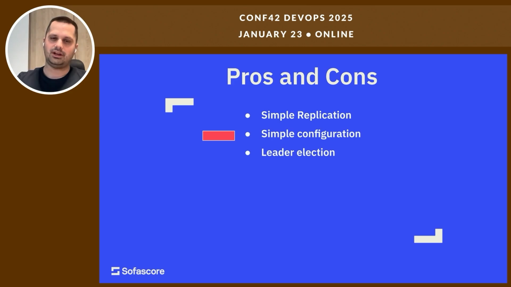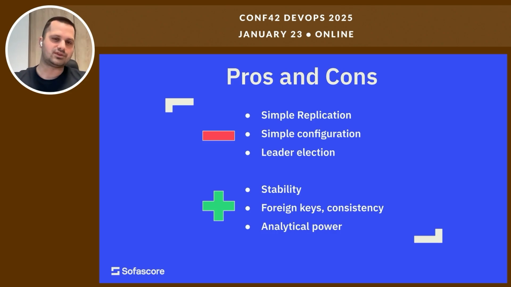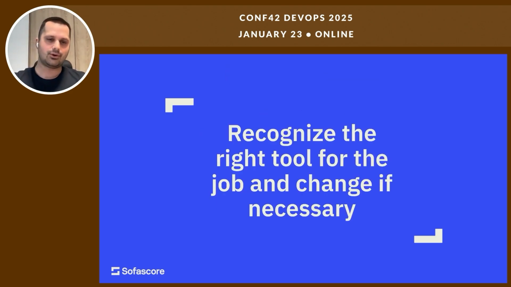So what we lost with this is simple replication configuration and leader election, which works great in MongoDB. But what we gained was stability, foreign keys, and analytical power, which is really important to us. So it is important to recognize the right tool for the job and change it if necessary.